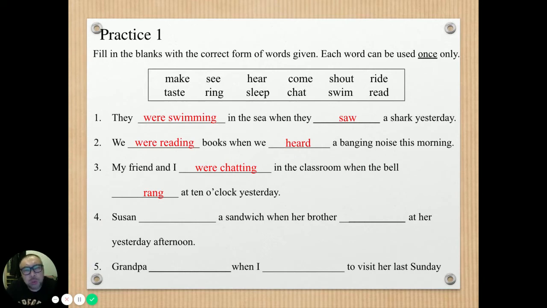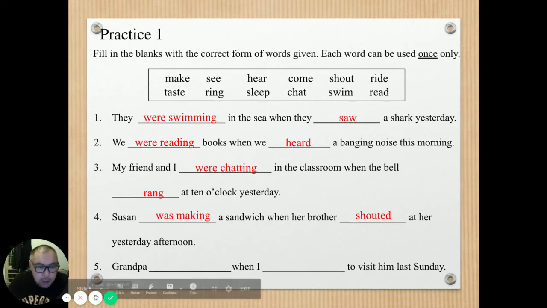And then, do we use was or were? Well done, was. Why? Susan. Only one person. Susan was making a sandwich when her brother blank at her yesterday afternoon. Yes, we have to use shout. When her brother shouted, the past tense of shout is shouted. Shouted at her yesterday afternoon.